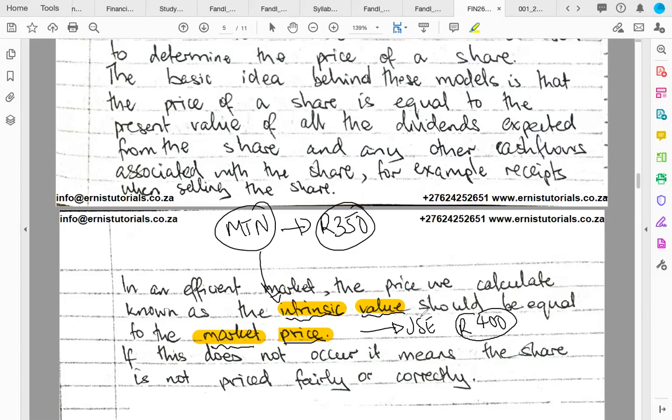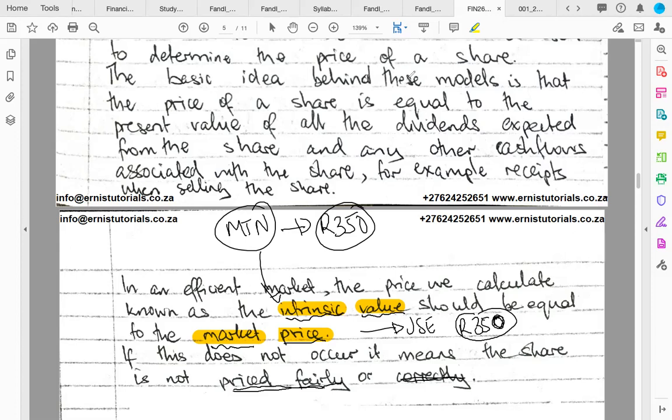Whenever that happens, we say that a share is not priced fairly or correctly. When what we calculate is not equal to what's on the market, we say that the share is not priced fairly or correctly. However, if we calculate 350, and then we go to the Johannesburg Stock Exchange where people buy and sell shares in listed companies in South Africa, and we find that the price is also 350, then we say that the share is priced correctly or fairly priced.